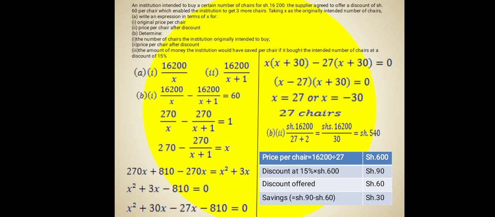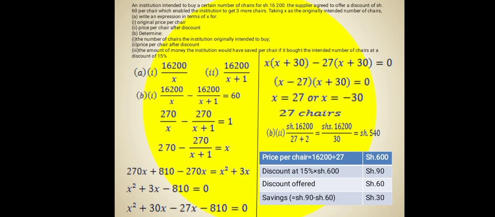Now solving the equation, we get that x is equal to 27 chairs. That is the number of chairs the institution originally intended to buy. Now, after they have been offered the discount, what will be the price per chair?